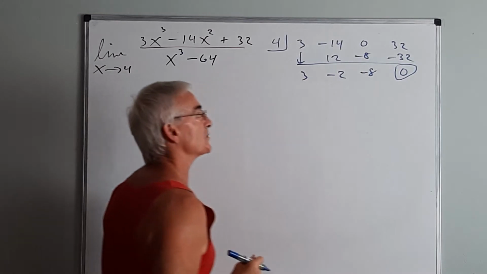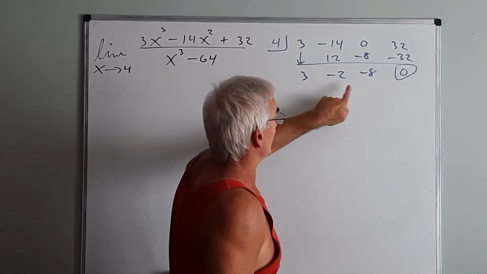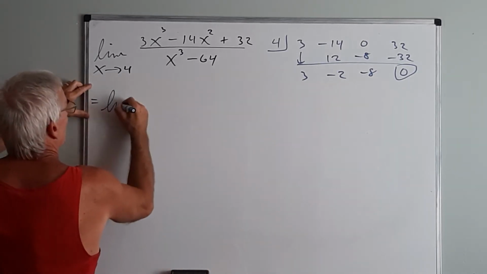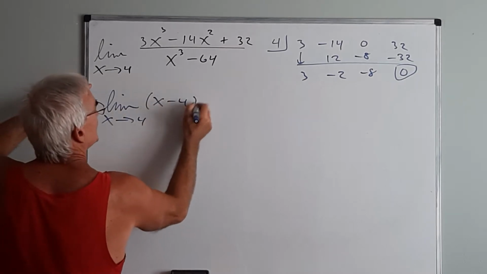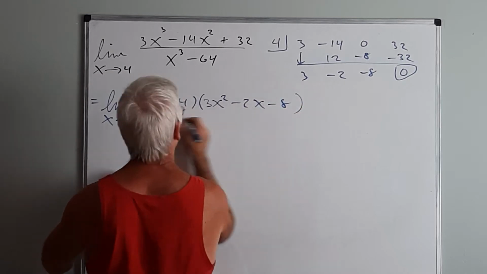And that 0 tells me I have a remainder of 0. So what I have left is the x squared, the x term, and the constant term. So I know then that my numerator factors as x minus 4 times 3x squared minus 2x minus 8.